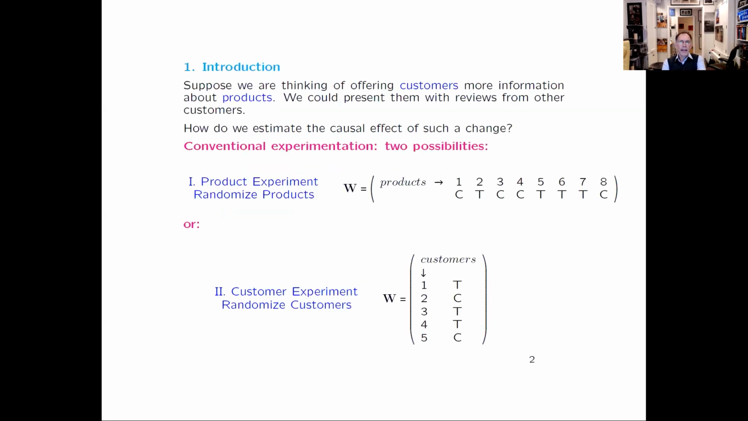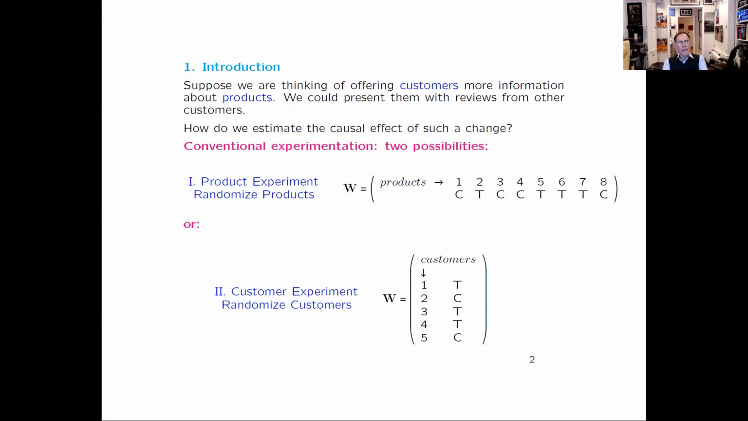Let's make this specific. Suppose we're thinking about offering customers more information about a particular product. You can think of, say, Airbnb or VRBO, one of these rental company websites, tech companies that offer multiple properties for rent. And they have many customers as well as many properties.